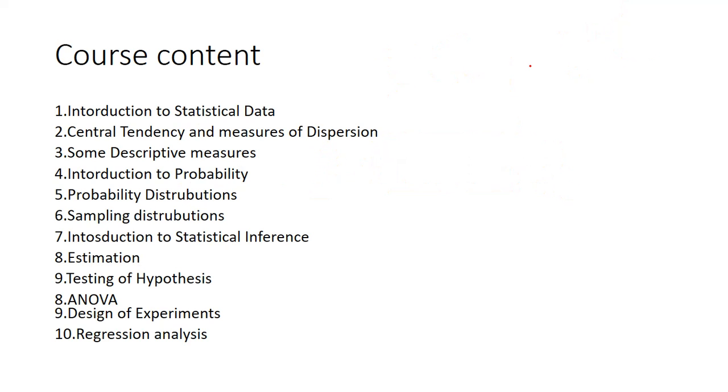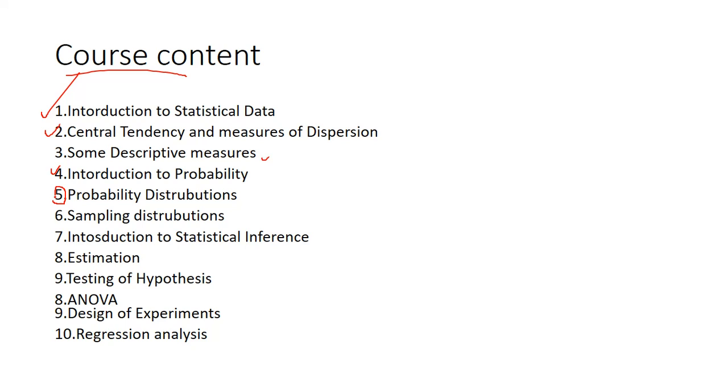Mainly I will explain these topics. I prepared 10 topics in this playlist. Mainly I explain about introduction to data, statistical data. Then we all know the central tendency and measures of dispersion. Then some descriptive measures, that is skewness, kurtosis, correlation, regression, all those things I will also discuss here. Then I will give a brief introduction about probability. Then I will give a brief introduction about probability distributions.